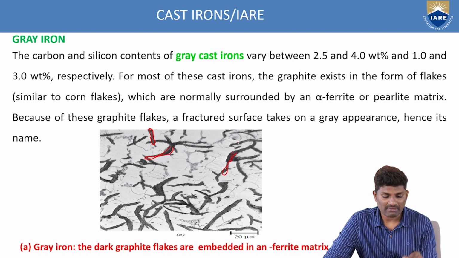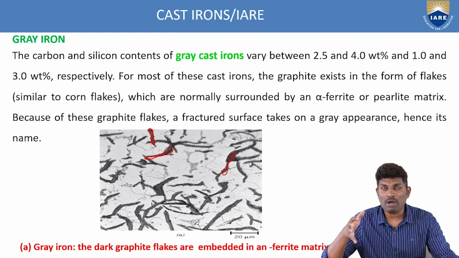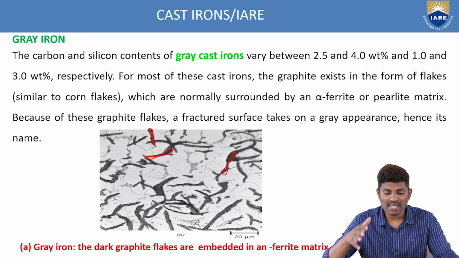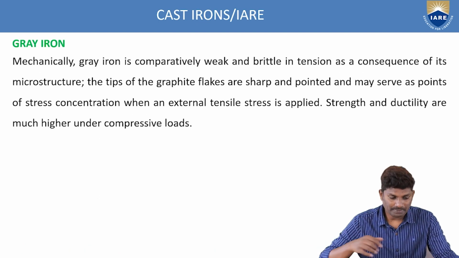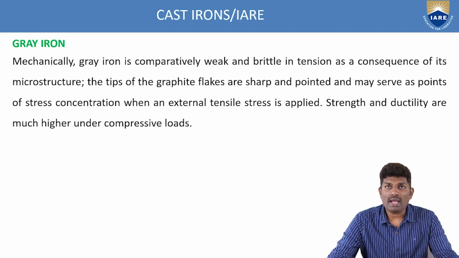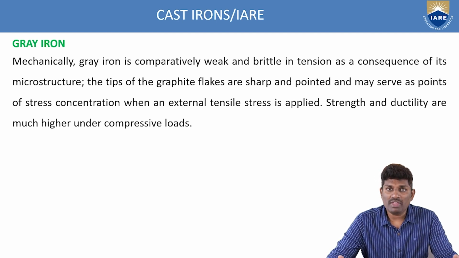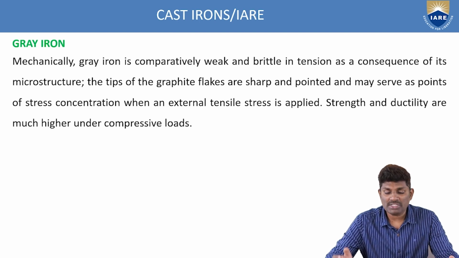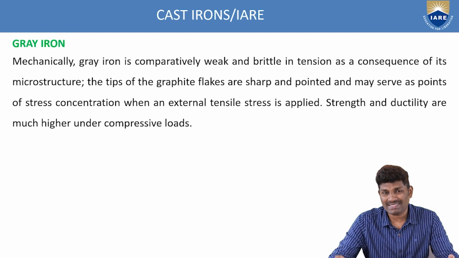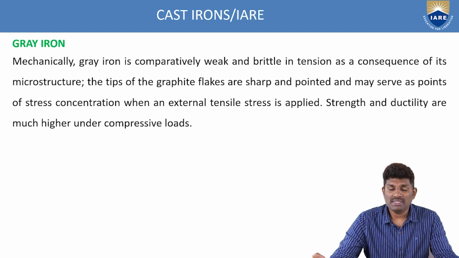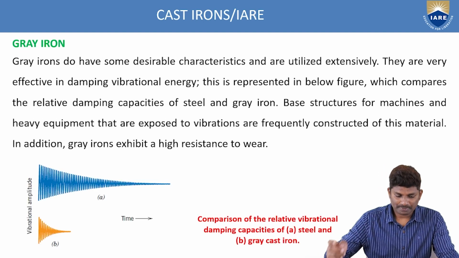So all these are the graphite flakes. Because these are arranged in the form of a flake system, that's why it is called grey cast iron. Mechanically, grey iron is comparatively weak and brittle in nature. When you apply any tensile force, grey cast iron appears very weak and brittle, and the tips of the graphite flakes are sharp and pointed and may serve as points of stress concentration. That's why these are very brittle in nature.